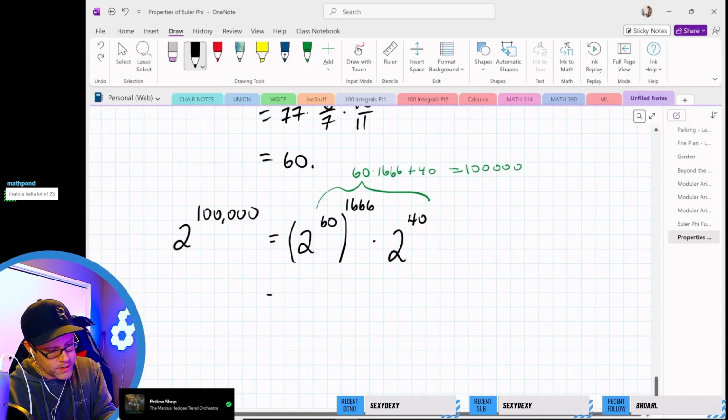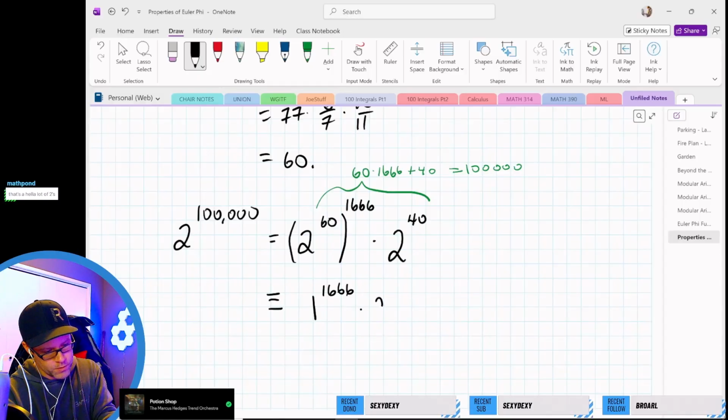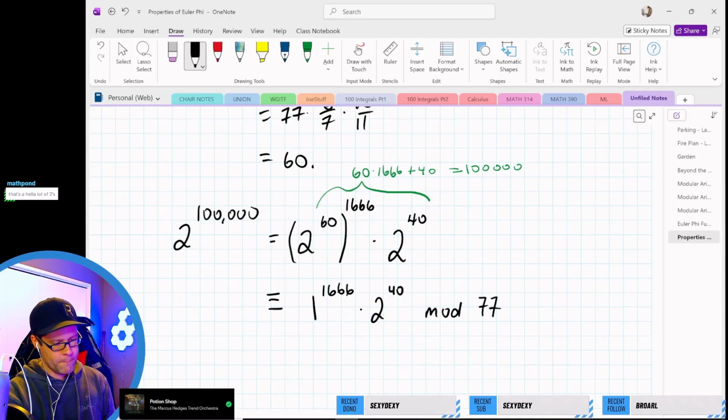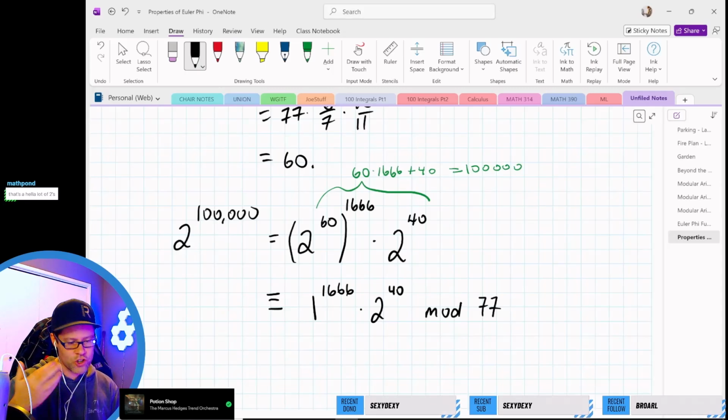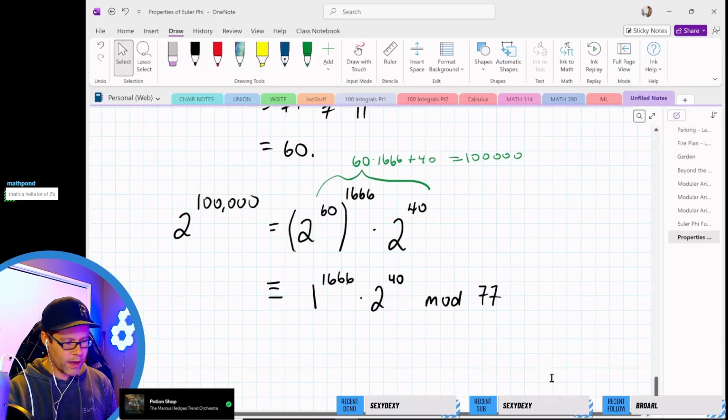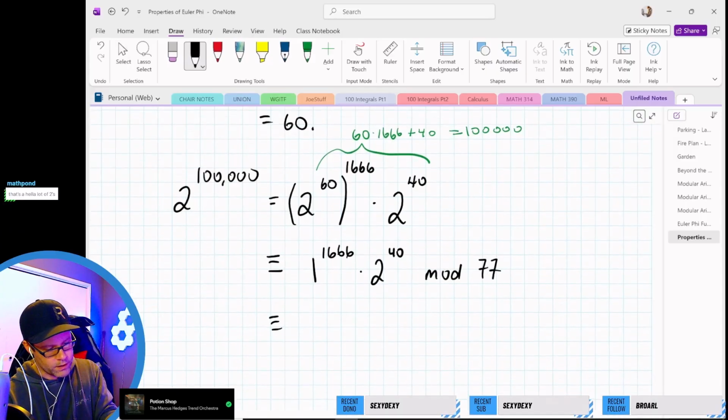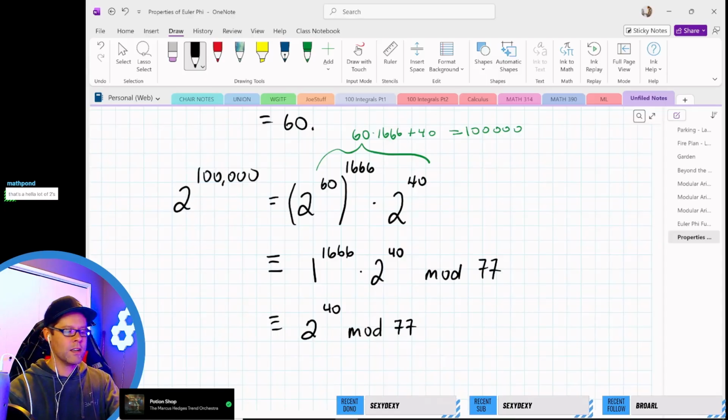And so now I can say that this is congruent to 1 to the 1666 times 2 to the 40 mod 77. Right, this is Euler's theorem. Euler's theorem says 2 to the power of 60 should be congruent to 1. So all of that first little bit's going to go away, and I'm going to be left with 2 to the 40 mod 77.